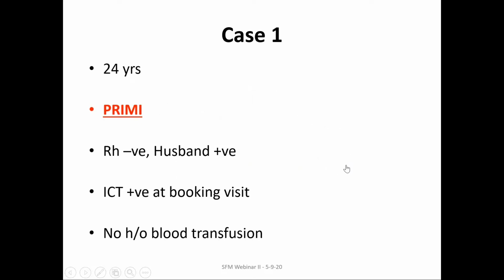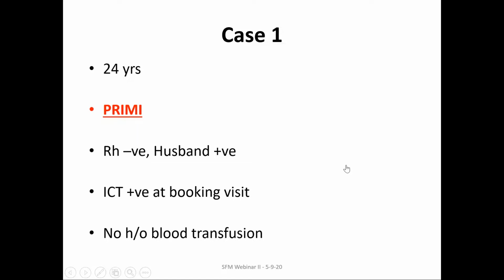Now, the first case that we discussed of the 24-year-old primi who had an ICT positive. Now, why would a primigravida have a positive ICT? It means she has had some exposure to some foreign antigen at some point in her life thus far. But I clearly said that she's not had a history of blood transfusion. So what else could be a sensitizing event in this pregnancy?